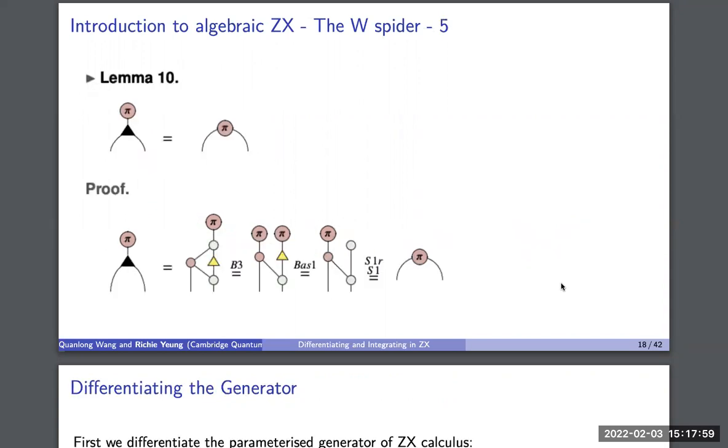Here's a small example of how to do some calculations within algebraic ZX calculus. In the n equals 2 case, this W state can be written as a cup with a red pi on it. The way you do this is you expand the definition of the W spider. You apply the pi copy rule. Then you push the red pi through the triangle and it becomes a green dot as per the rules. And after some fusion, you get the cup with the red pi on it.